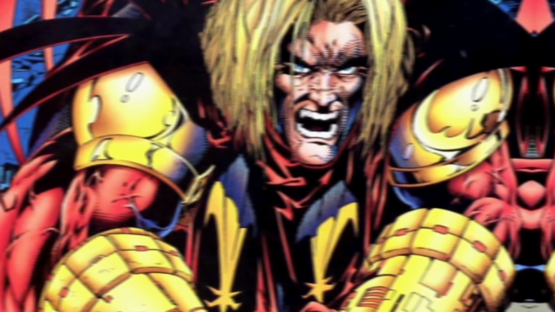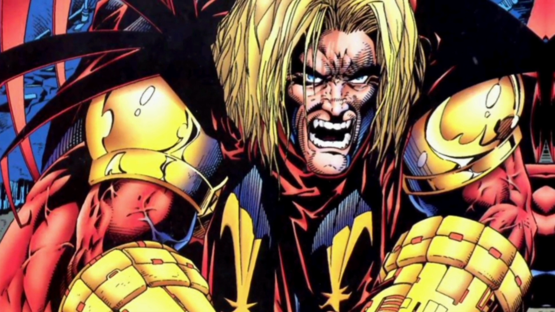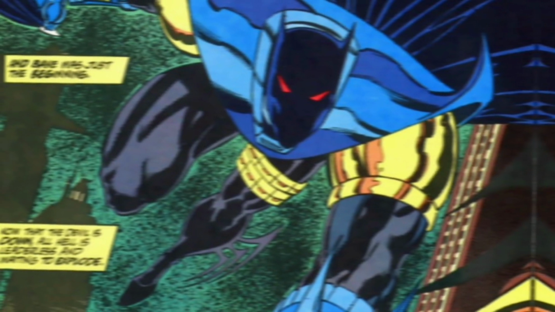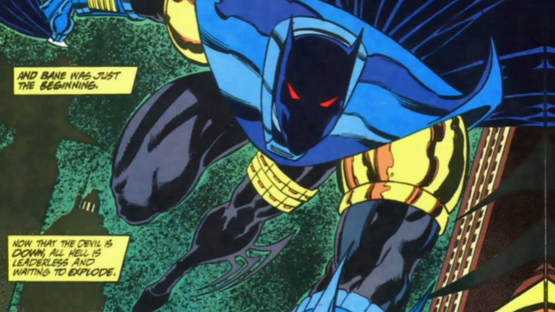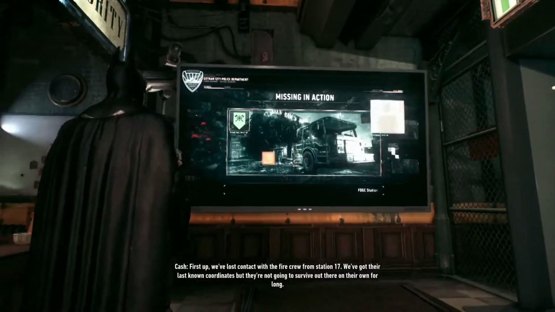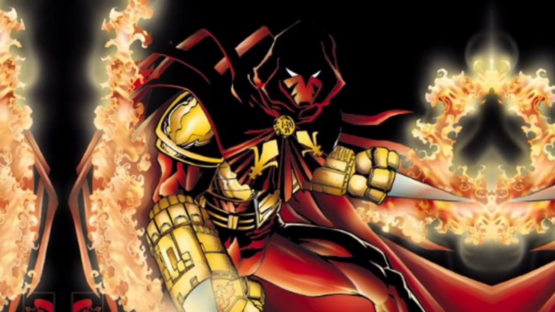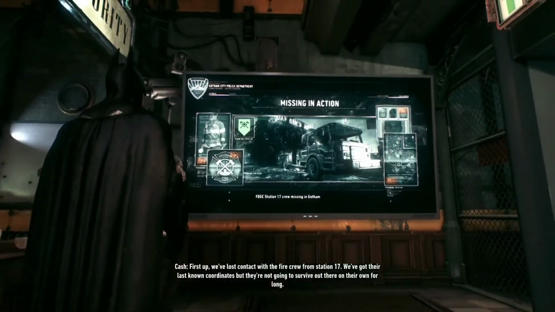Azrael, also known as Jean-Paul Valley, becomes Batman during the 1993 Knightfall storyline. After Bane breaks Bruce's back, Jean-Paul takes up the mantle. However, his version of Batman is far more brutal and dangerous. Later, after Jean-Paul's death, the Azrael identity is taken up by Michael Washington Lane.